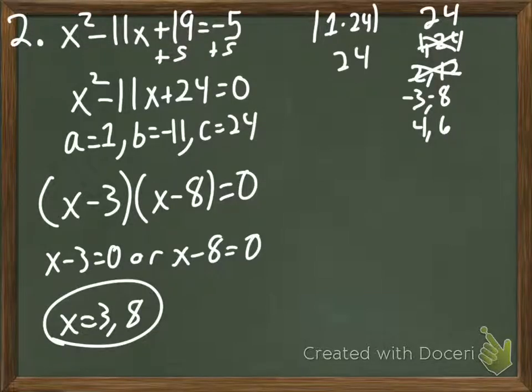And here's the solution. What you needed to do is you had to add that 5 to the other side before you could try to factor. So it always has to be set equal to 0 before you factor. So if it's not, you need to manipulate the equation so that it is.